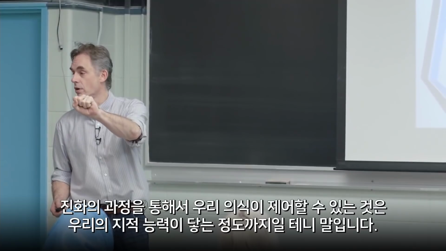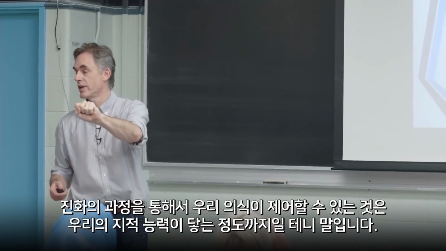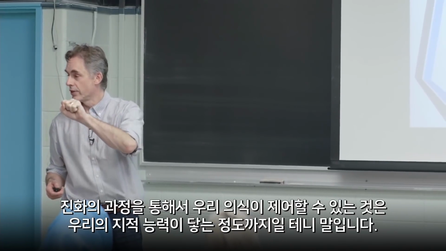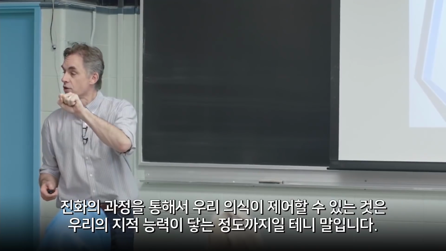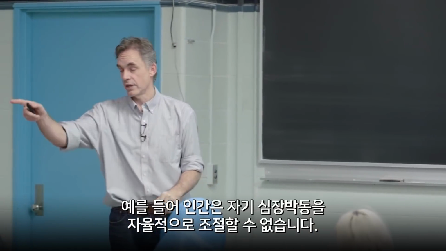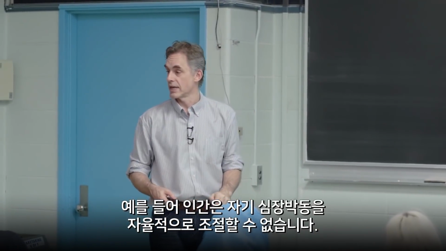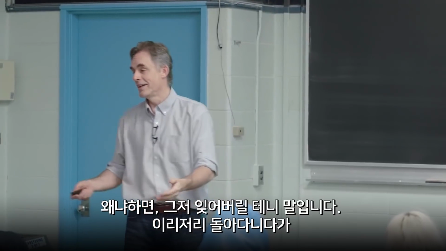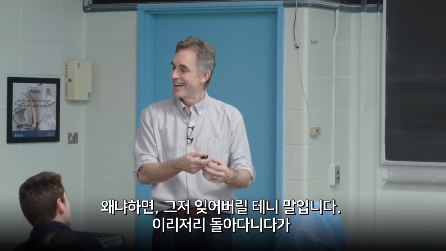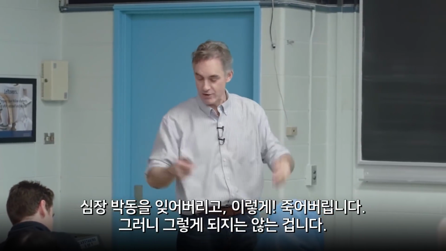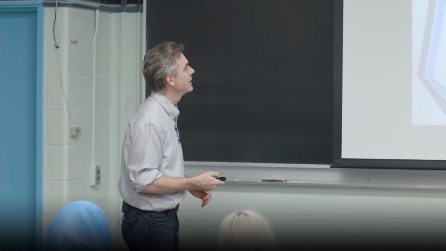Evolution is only going to allow your mind to control those elements of your being that you're smart enough to control. And so you don't get voluntary control over your heartbeat, for example, because you'd just forget, and then you'd be wandering around, and you'd forget to beat your heart, and bang, you'd be dead. So you don't get to do that.